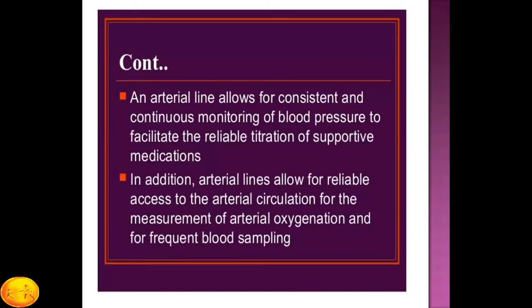I told you minute to minute continuous blood pressure monitoring, and second, the most common use of this arterial cannula is to take ABG samples. When your patient is on a ventilator, with ARDS or respiratory failure, we need to assess their oxygenation, because oxygenation at the tissue level, at the organ level, is very, very vital for the functioning of the organ. And this oxygenation we manage with the ventilator settings.